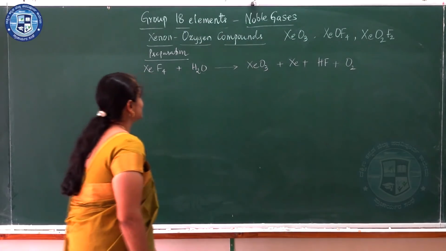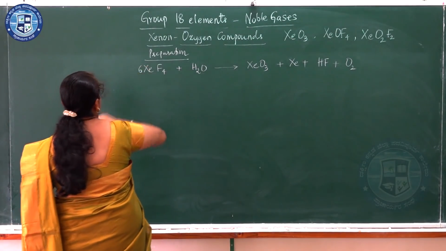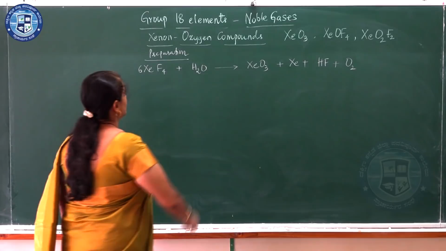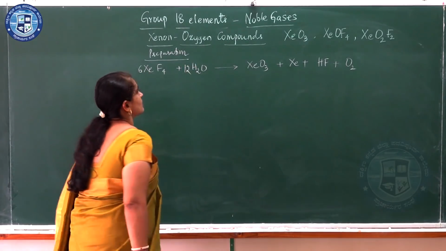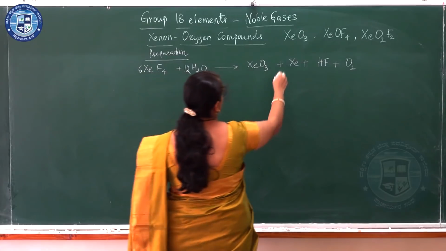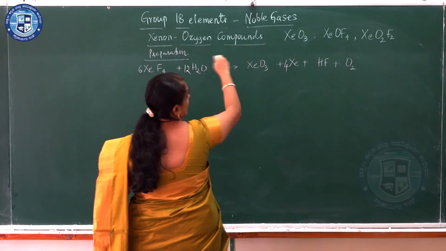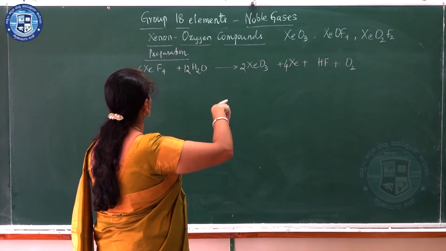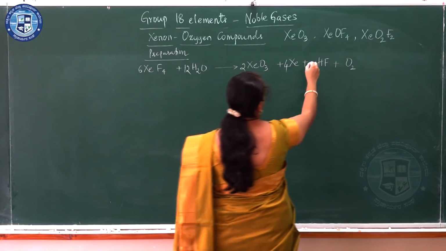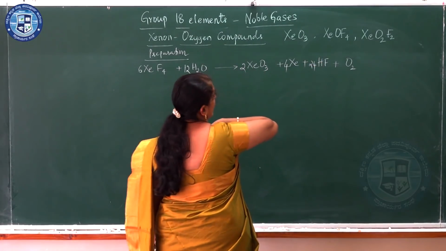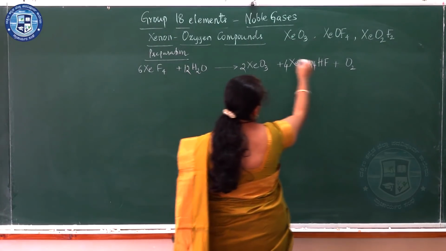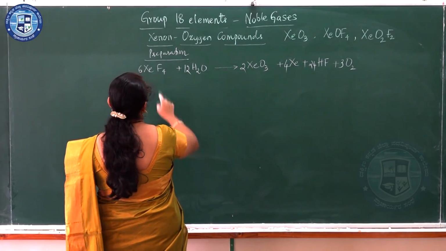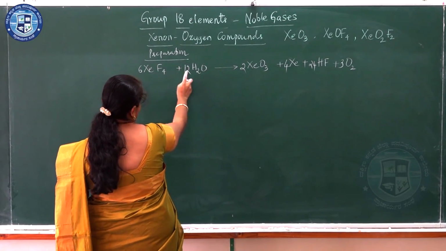Now, if you balance these things students, I will directly write the balanced equation: 6 XeF4 will react with 12 molecules of water to end up with 4 Xe and 2 XeO3. How many HF are left now? 6 fours are 24, so 24 HF. And how many O2? 6 minus 3 is 3, so I am still left with 3 O2. Okay. So, this is how it is, that is, by the hydrolysis of XeF4.